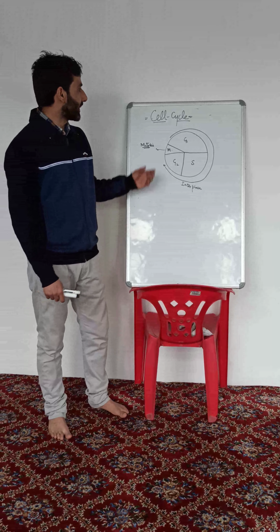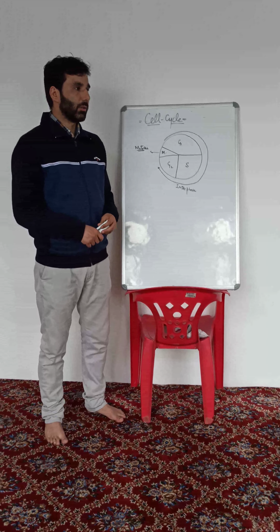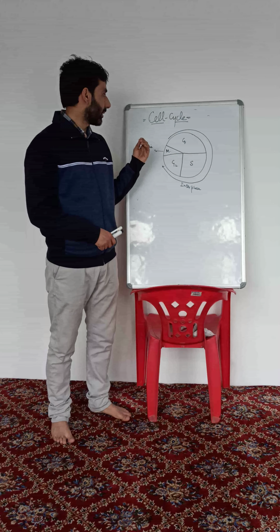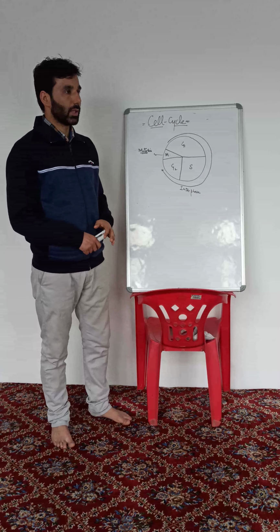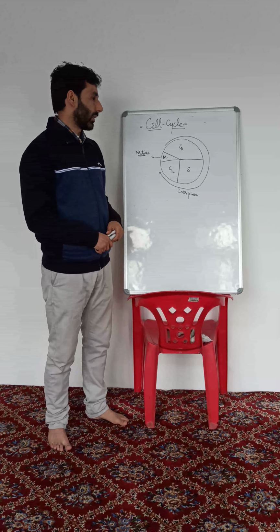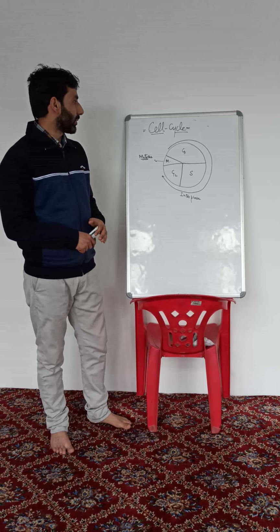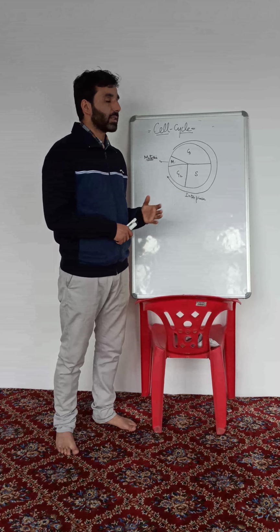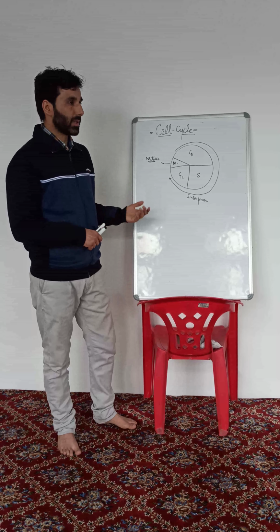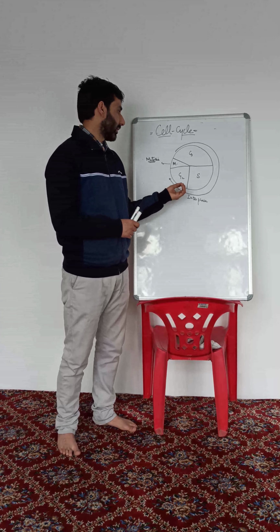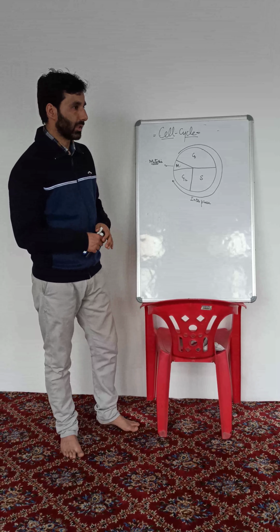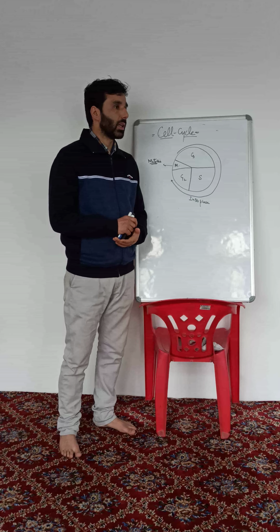Today we will continue with the cell cycle. We have given two lectures on the cell cycle. We have discussed the phases of the cell cycle in the previous lecture. The two major phases of the cell cycle are the interphase and the M phase.